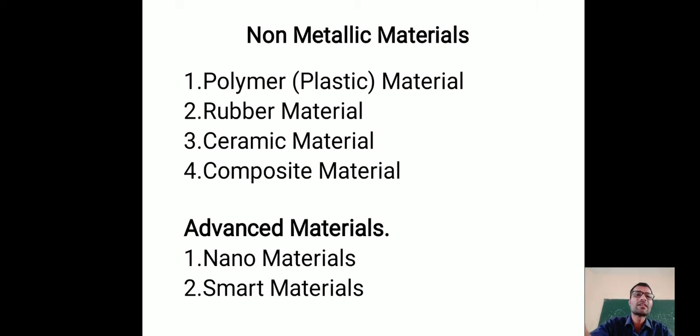After that we have discussed rubber material. Then after that we have discussed ceramic material. Day-to-day life ceramic applications also we have discussed. After that, examples of composite material we have discussed. Correct? So friends, in today's lecture we are going to discuss about the advanced materials. So in advanced materials, nano and smart material we have to discuss in detail.